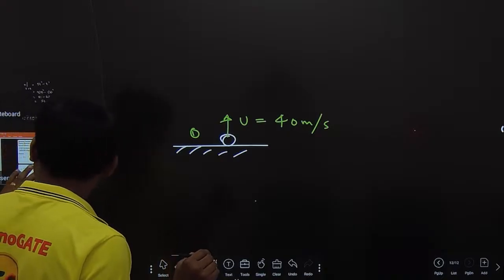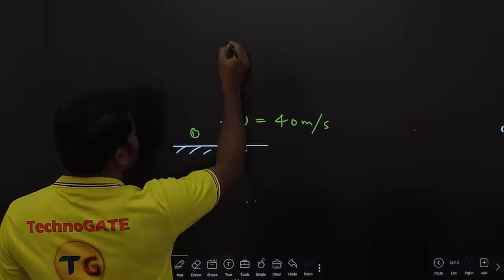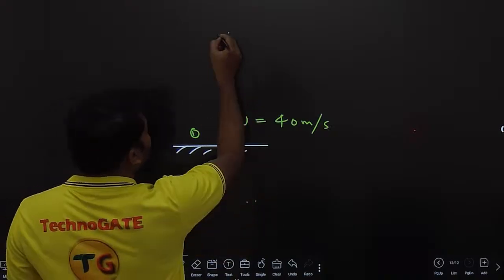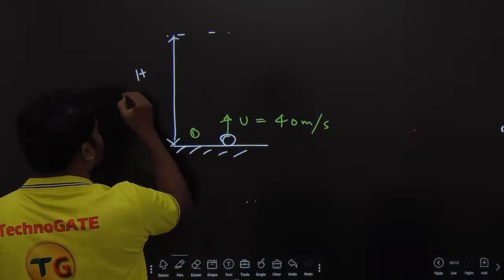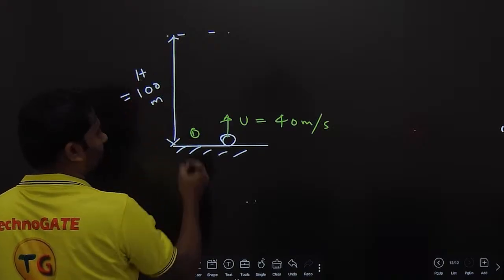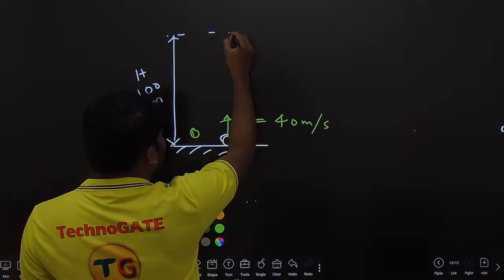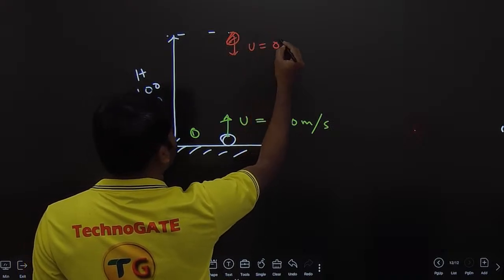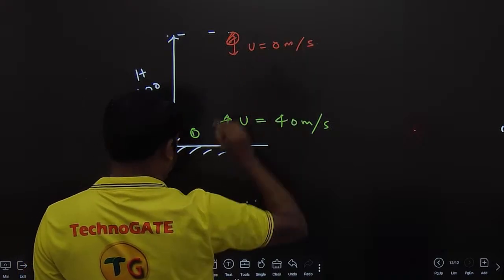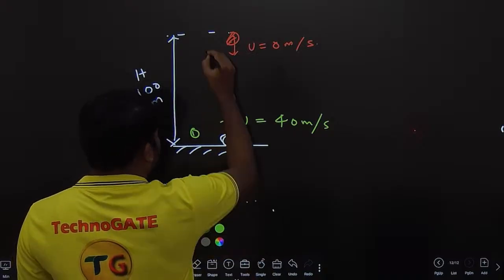At the same time another ball is dropped from a height of 100 meters. So from a height of 100 meters here, I believe it is visible, we are dropping a ball. Let me put it with a red color. So we are dropping it, so u value is equal to 0 meters per second. Clear? This is the one. So first case and the second case, or second ball.